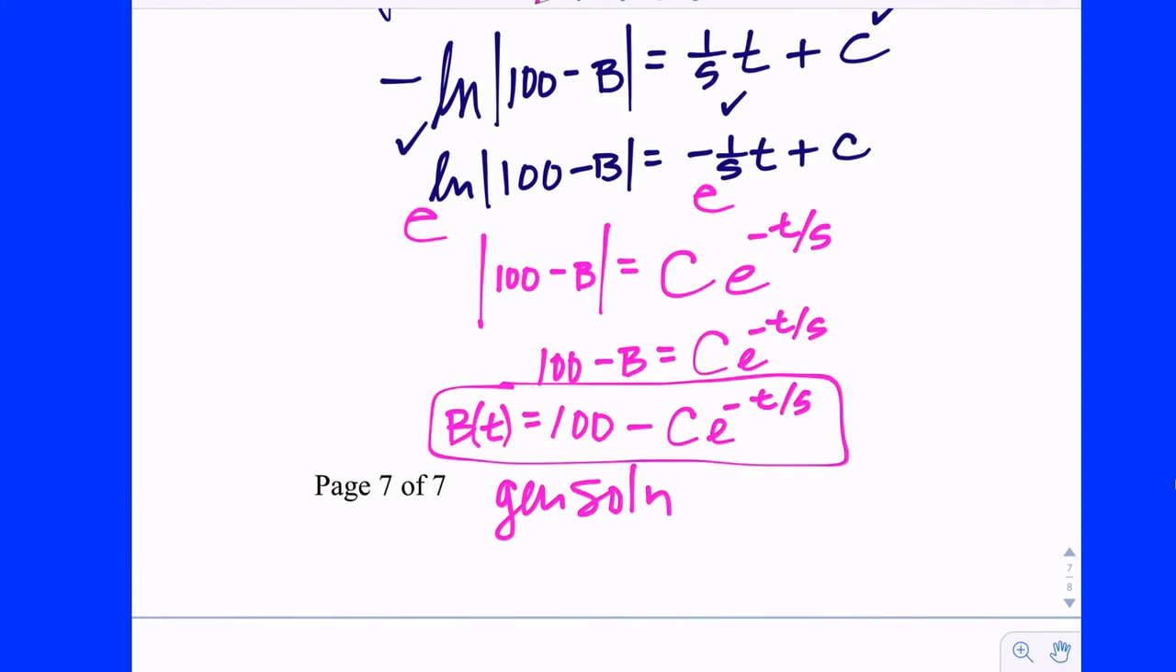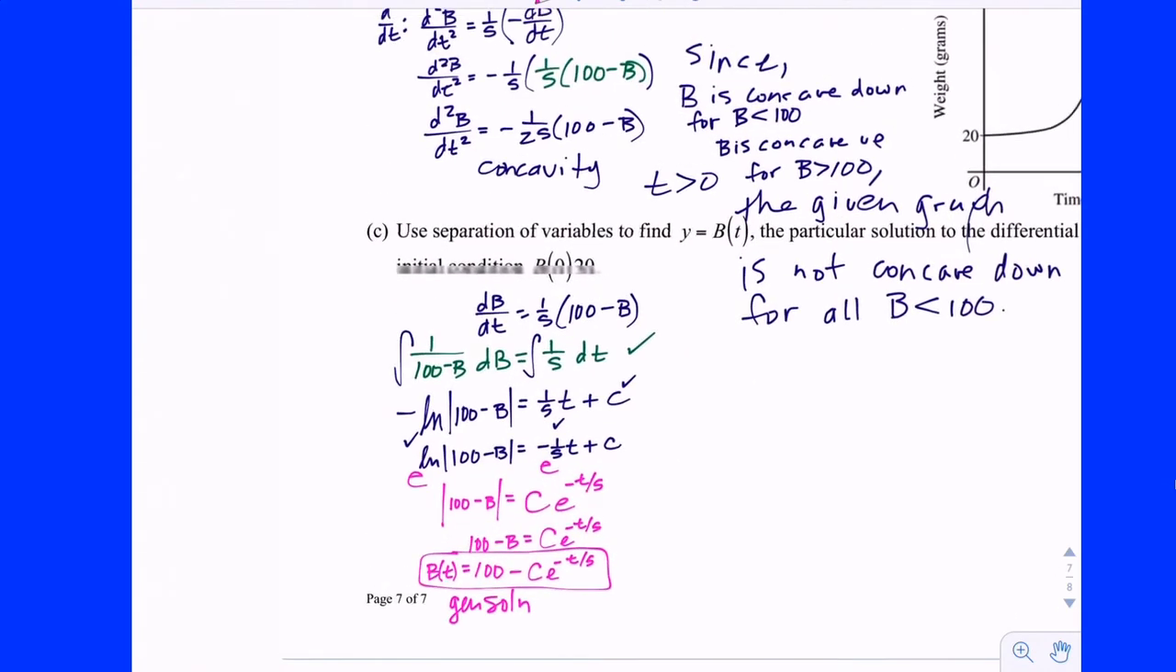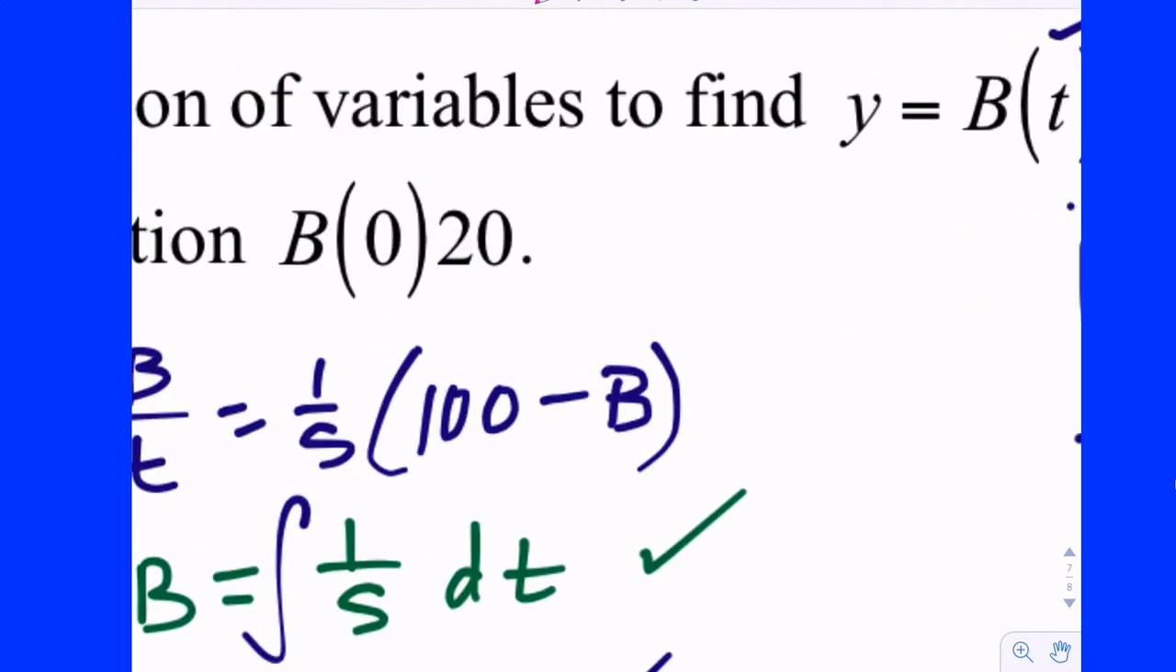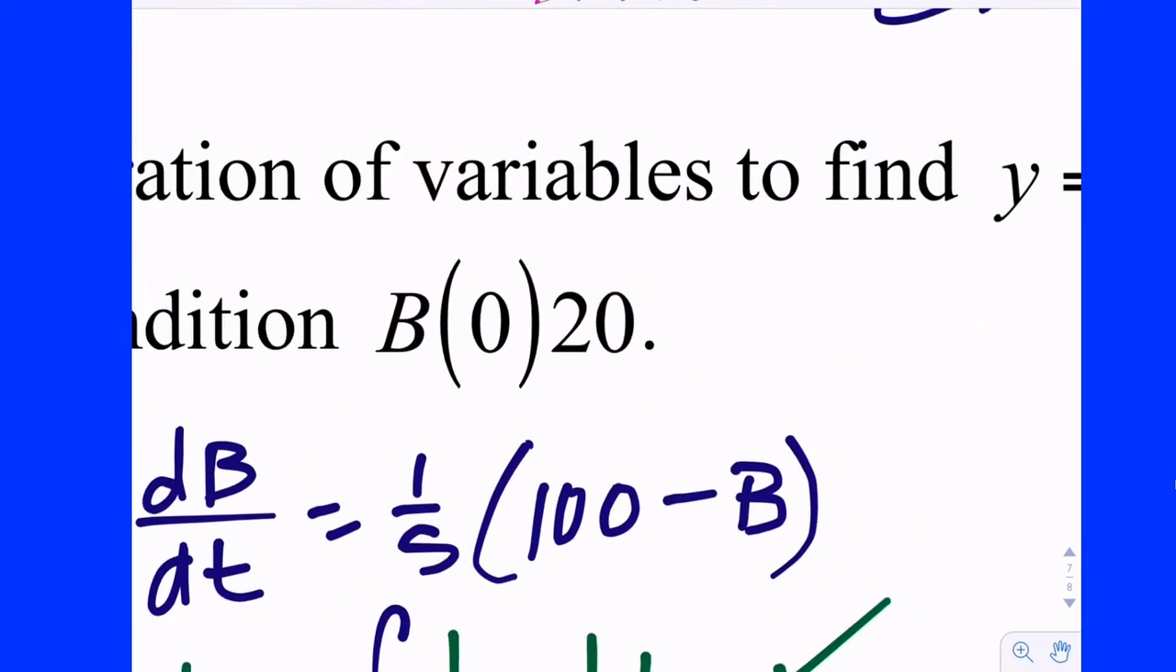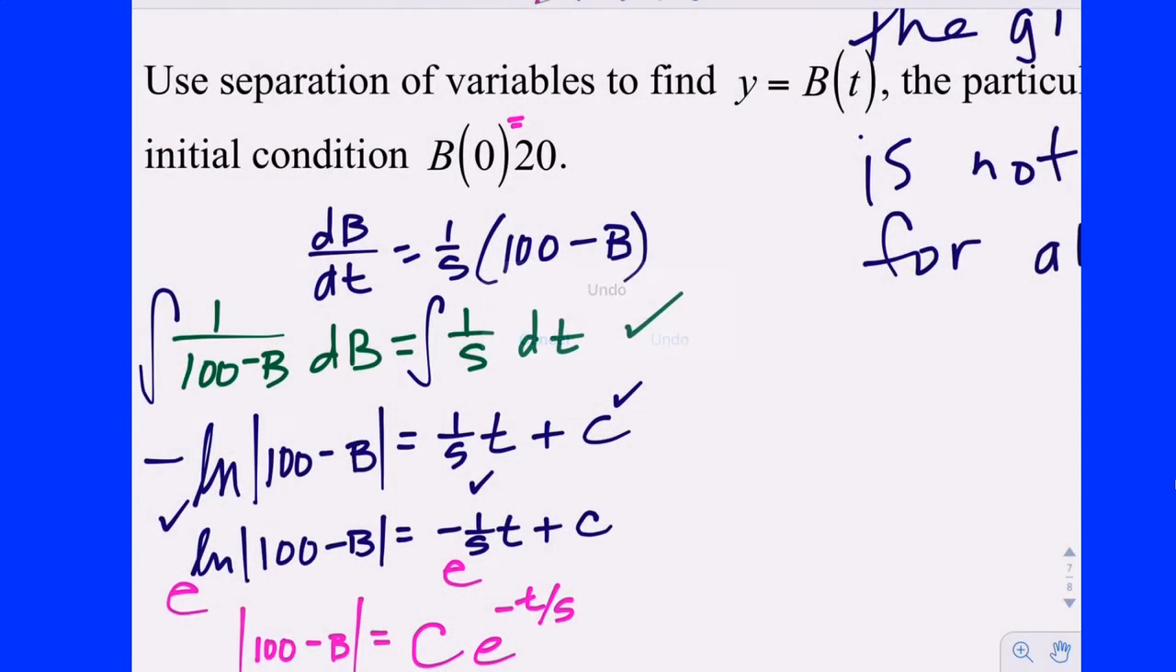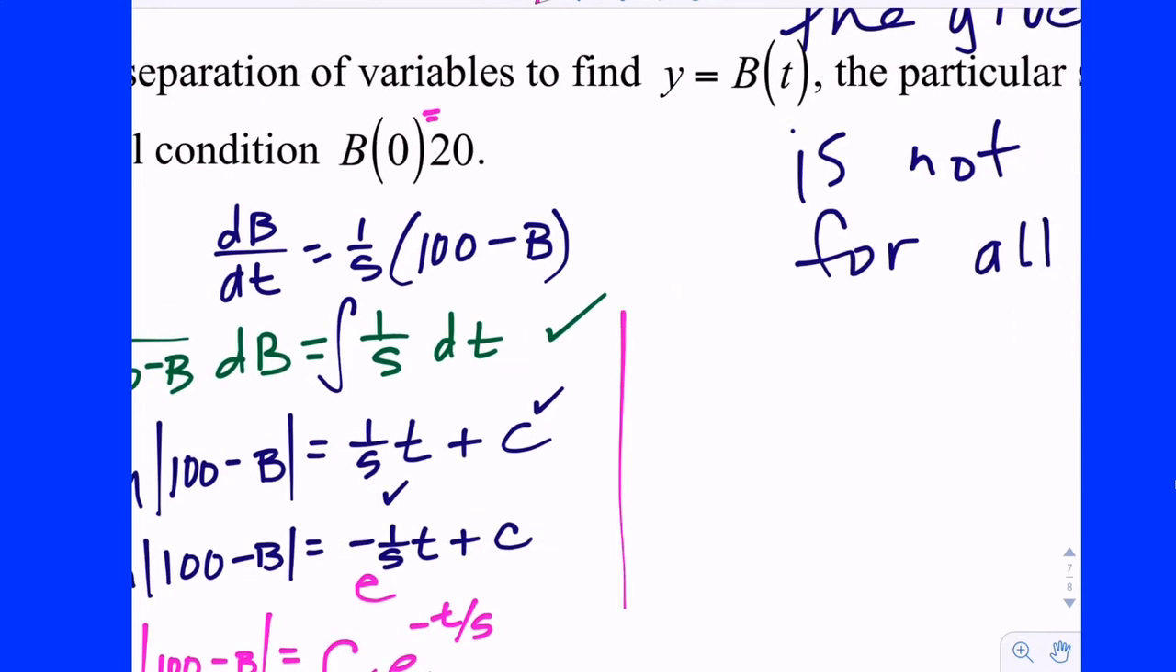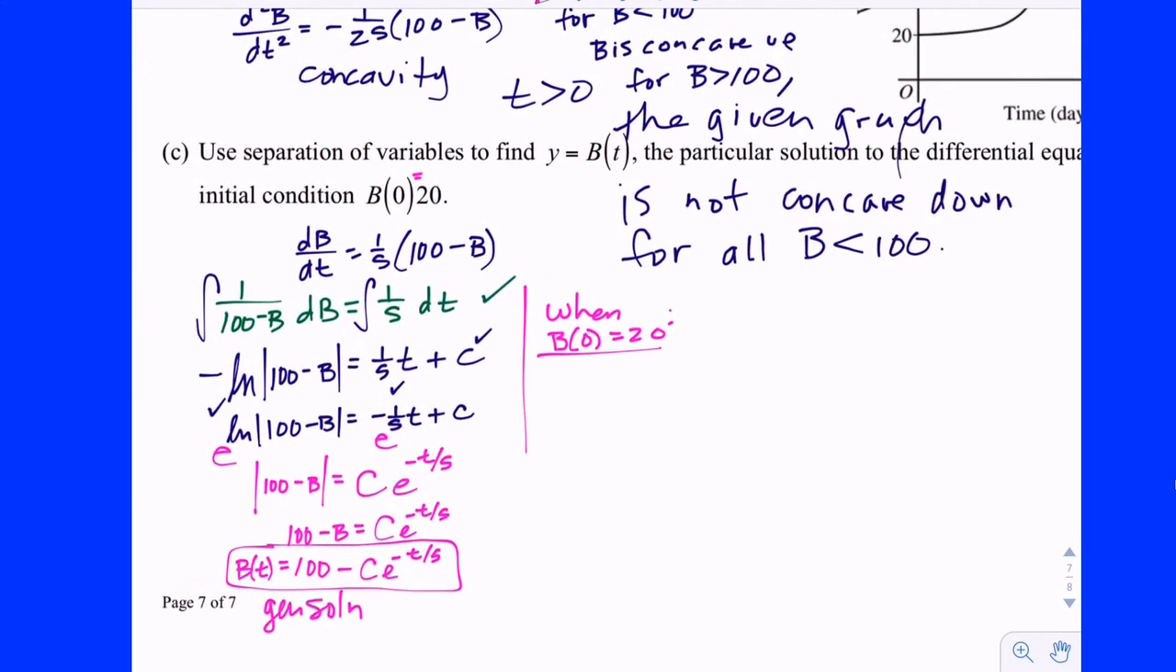Is that what we were after? No. It said to find the particular solution. So now we have the initial condition b of 0 equals 20. Another error, that should be equals. So let's go ahead and plug it in. So some kind of notation. You could say something like when b of 0 equals 20, or for b of 0 equals 20. And all we got to do is plug it in.